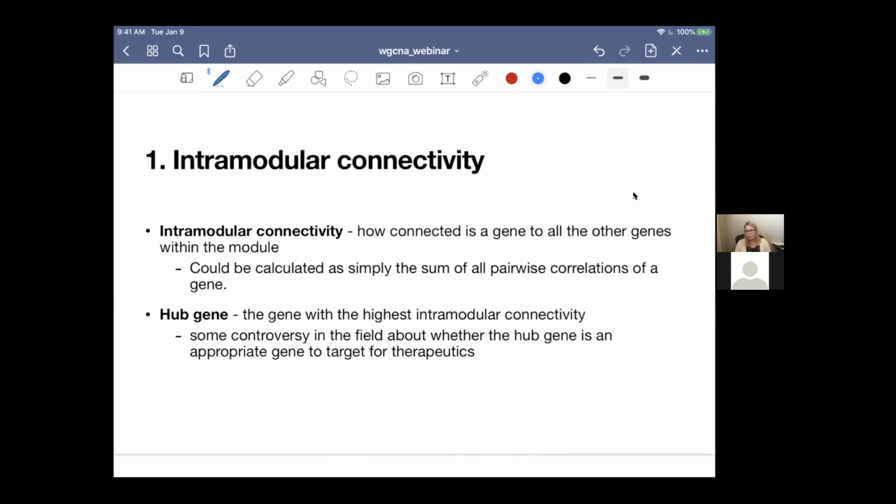There is some controversy in the field. I've seen talks go either way about whether we automatically take the hub gene and target that, or whether we want to go with some other genes on the periphery, and what would be the best candidate for therapeutics and things like that.